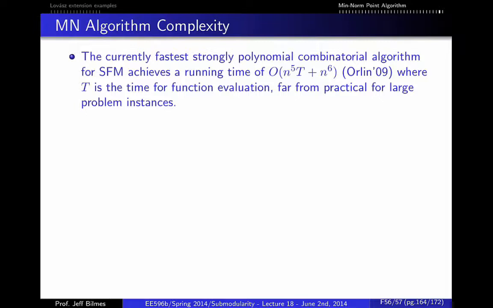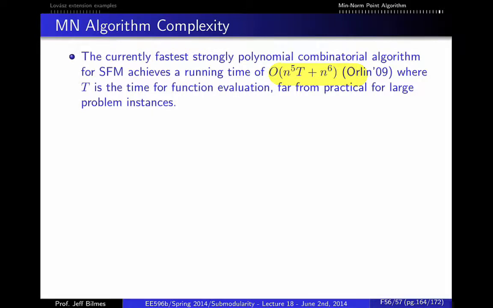I'm not done. I know I'm running late, but this is important because I want to finish these slides for your project. The currently fastest strongly polynomial time algorithm has complexity n to the fifth t plus n to the sixth, where t is the time for doing one function evaluation. That's by Orlin. So that's obviously not practical, but it's a guarantee, an upper bound. The lower bound for submodular function minimization is not known.